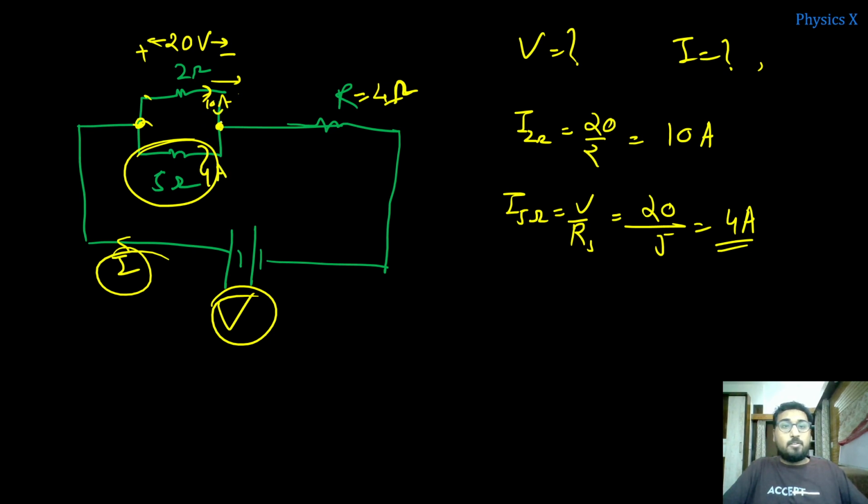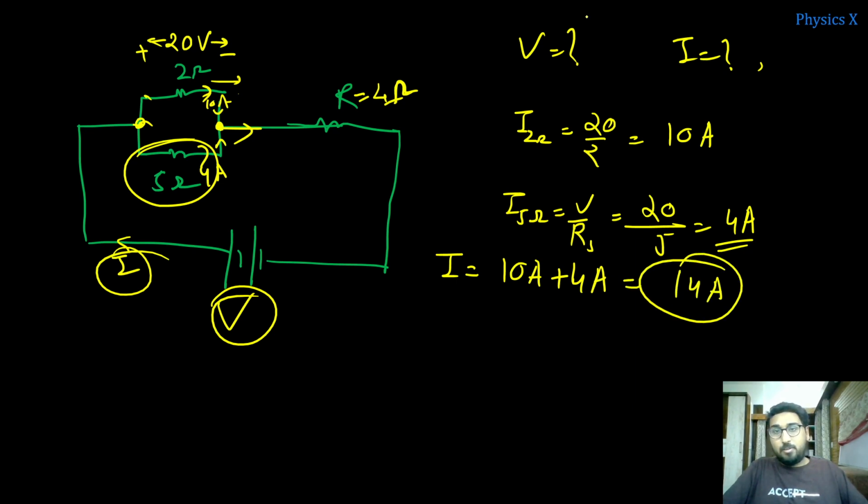So what will happen? These two currents are meeting here. So this current will be what? Total I is equal to 10 ampere plus 4 ampere. So it is going to be 14 amperes. That is how you find the value of this I, which comes out to be 14 amperes.